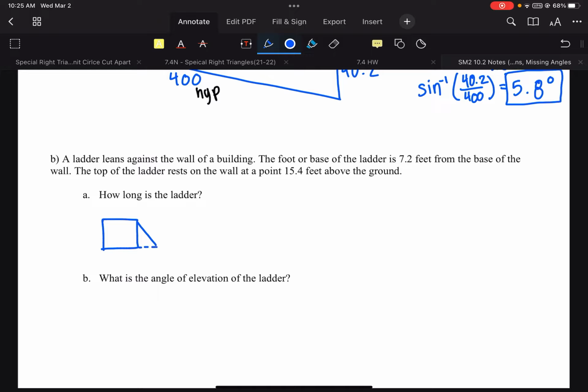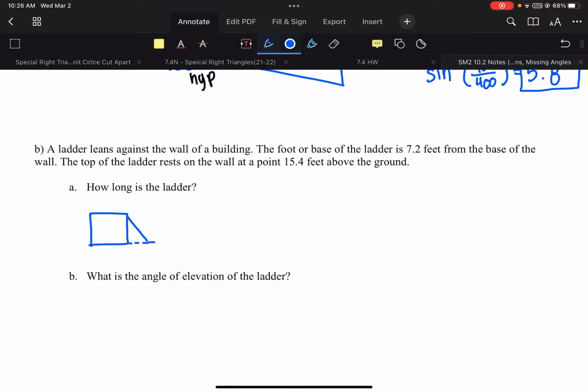Okay, you can kind of think about the ground extending over here too. The foot or base of the ladder is 7.2 feet from the base of the wall. So that means that the distance from the base of the wall to the base of the ladder is 7.2 feet. The top of the ladder rests on the wall at a point that is 15.4 feet above the ground. So the height on the wall is 15.4 feet. The first thing I want to know is how long is the ladder? So the ladder is my diagonal piece right here. That's my x value.